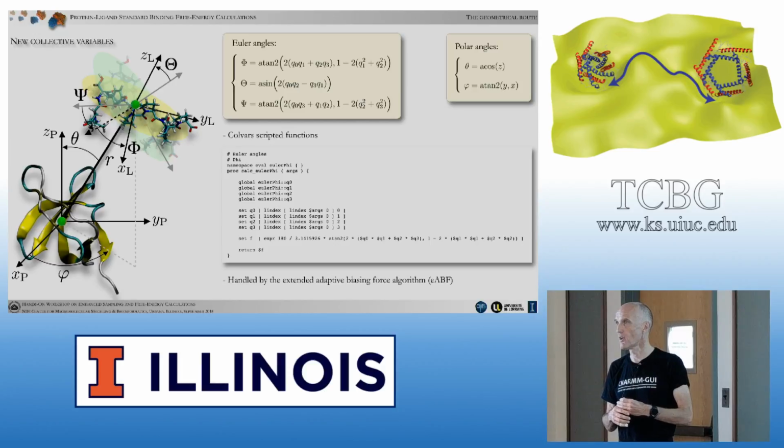So we have recast the different variables that we use, the Euler angles, the polar angle. The only thing you need to know is the center of mass. Just deal with the center of mass of the protein, the center of mass of the ligand. And all of this is done in the form of Colvars scripted functions that you mentioned yesterday. Actually, that's true for the Euler angles. For the polar angles, it's actually hard-coded in Colvars, so you can actually invoke the variable directly.